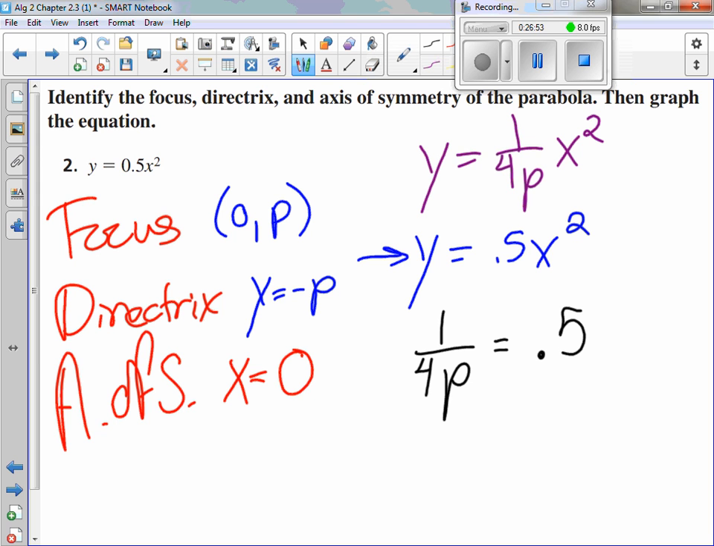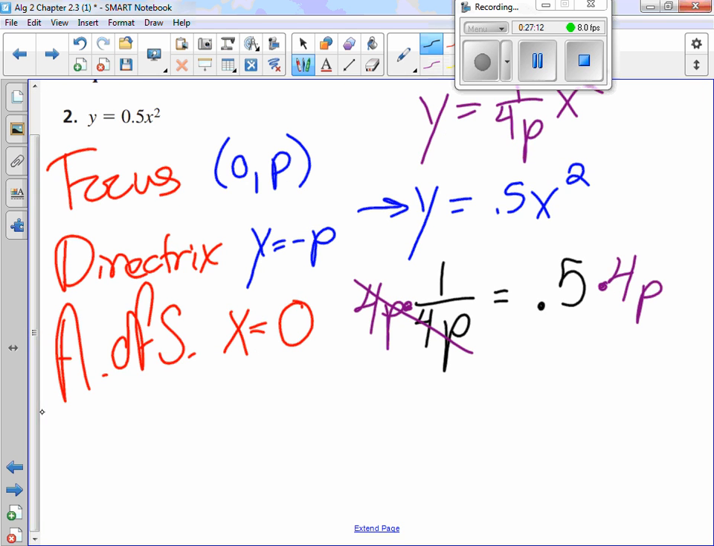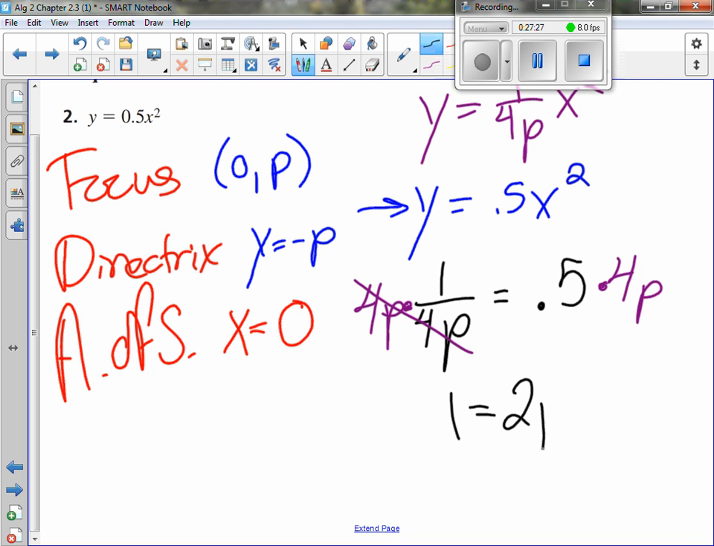Now, what was our first step in solving for p? We multiply both sides by 4p. And we do this because the 4p and 4p will cancel out. They'll simplify out. Which leaves us with, what is 0.5 times 4? 2. It's the same as saying 1/2 times 4. Half of 4 is 2p.